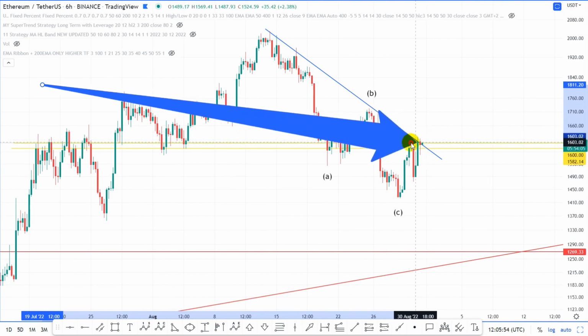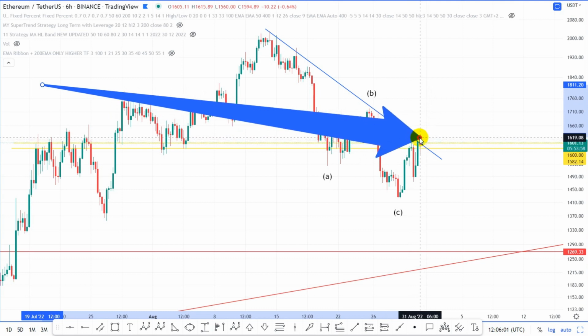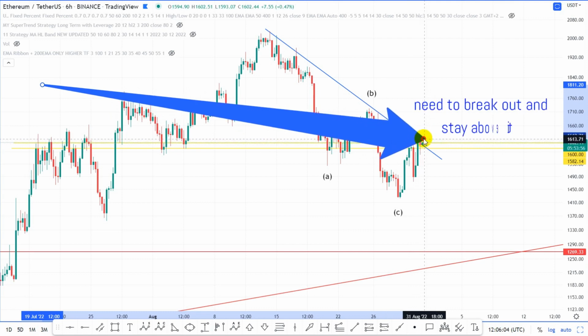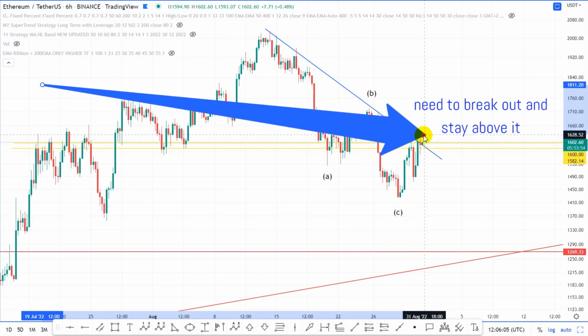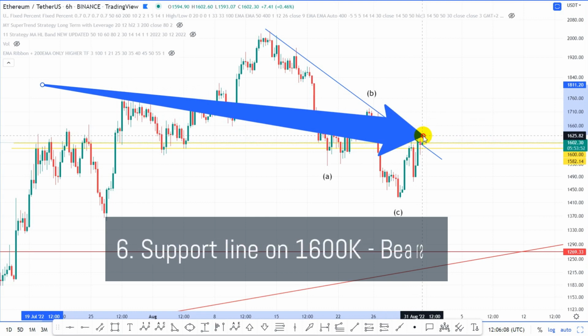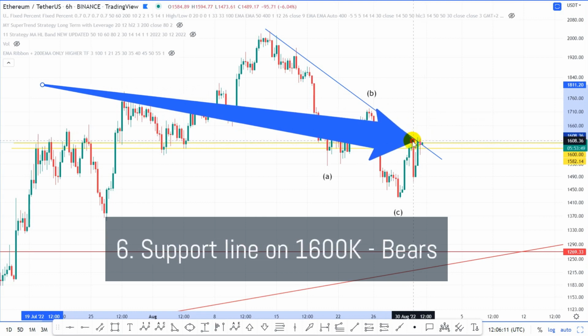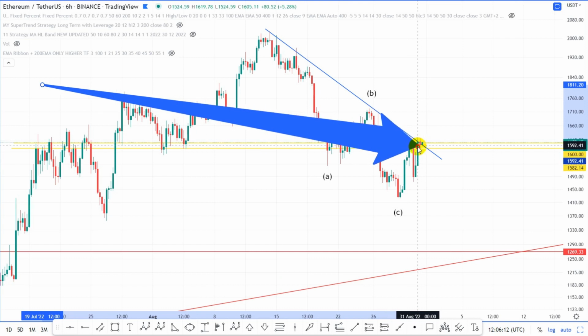It closed below it, and now this candle will be very important because it needs to break above it, and the next candle has to stay above it in order for it to be a bullish indication. But for now, that is still a bearish indication because the price is getting stuck between those two lines.